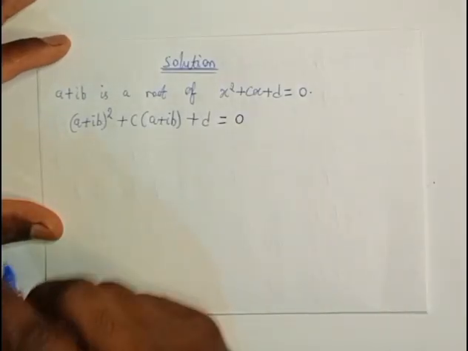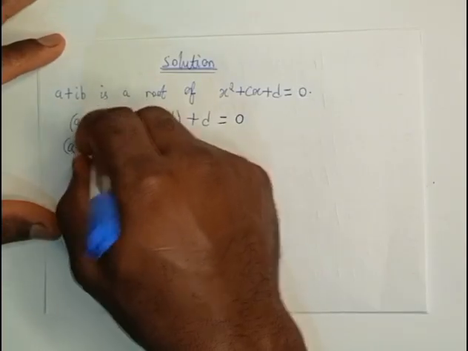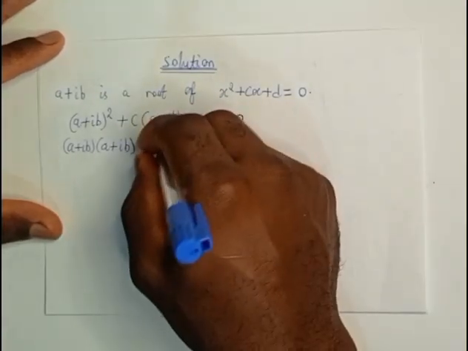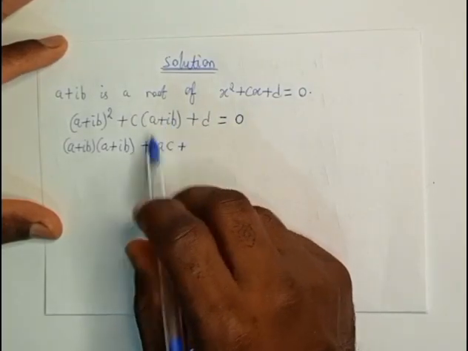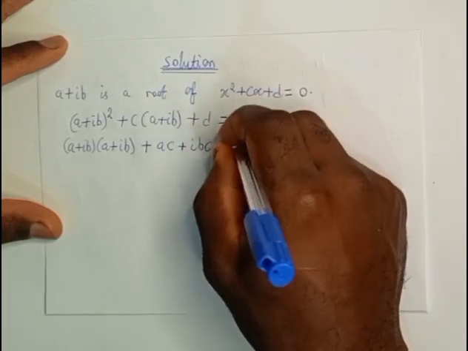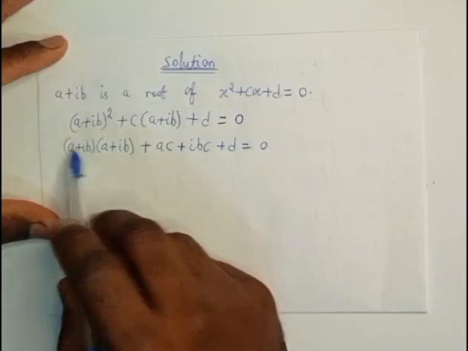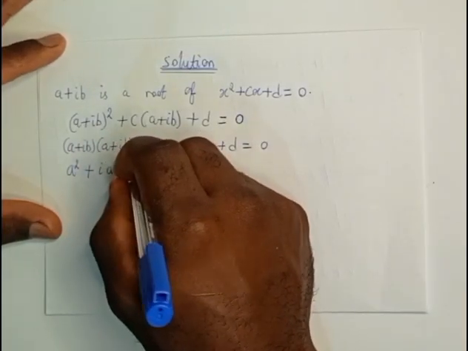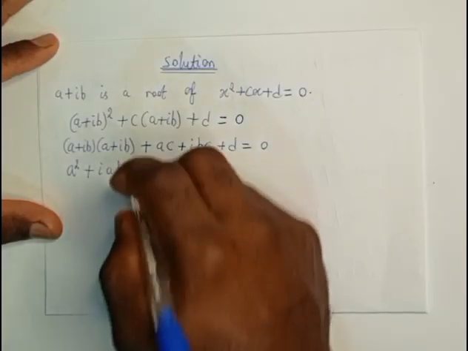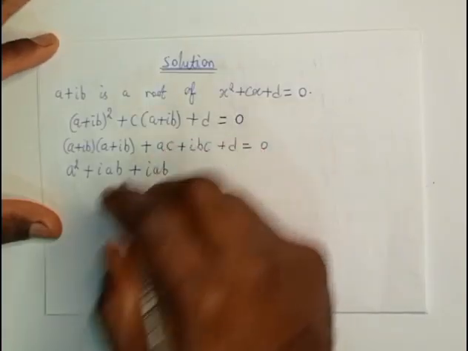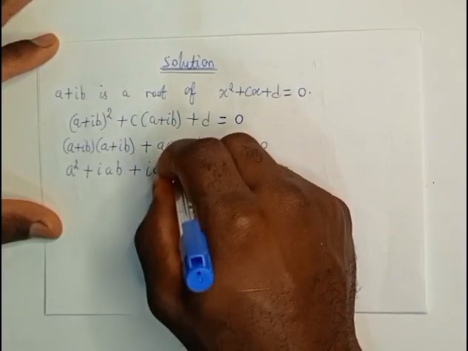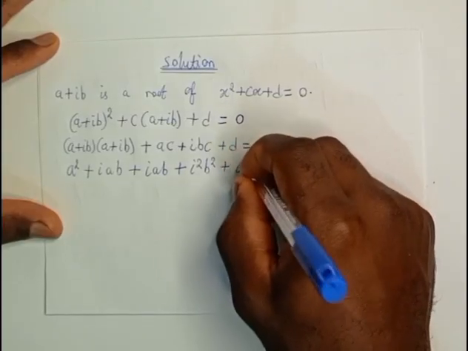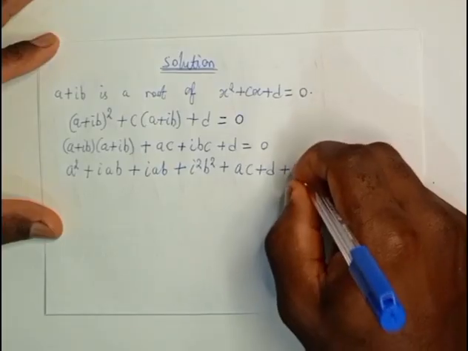Next, we have to simplify. (a plus ib) squared simply means (a plus ib) times (a plus ib), plus, we expand this bracket, c times a gives us ac, plus c times ib gives us ibc, plus d is equal to 0. a times a gives us a squared. a times ib gives us plus iab, plus ib times a gives us iab. ib times ib gives us plus i squared b squared, plus ac plus d plus ibc.